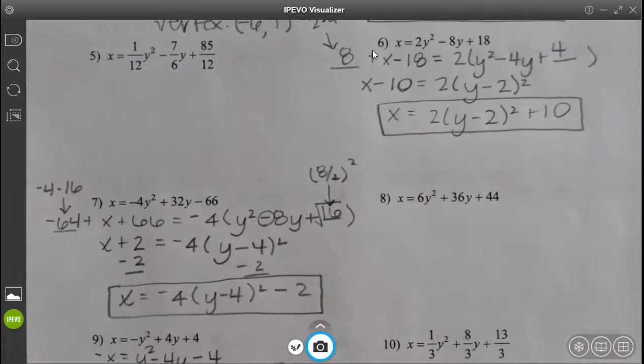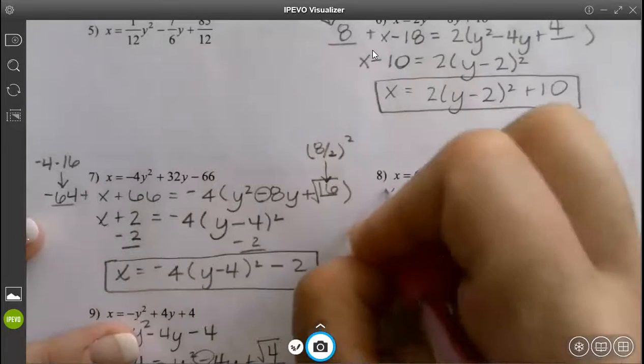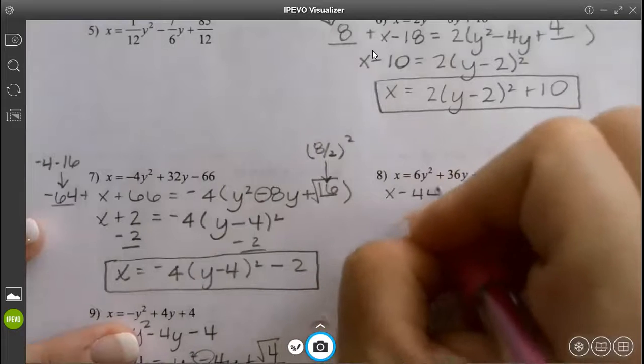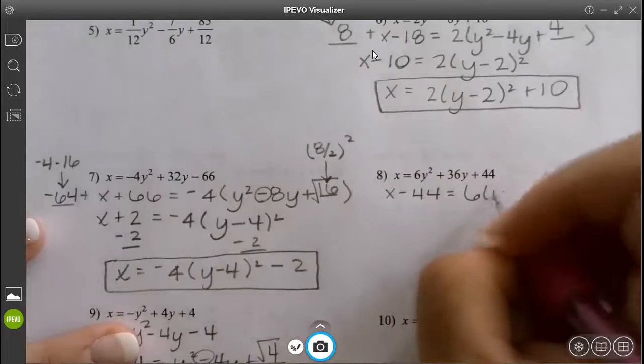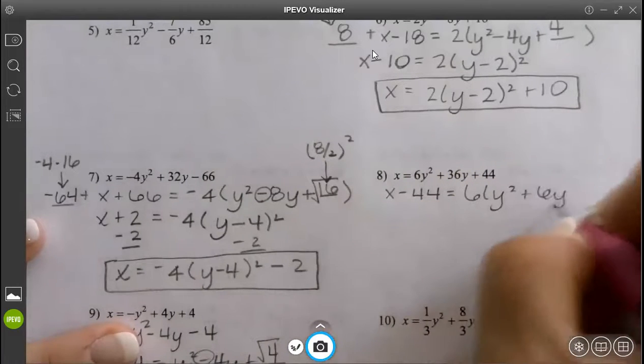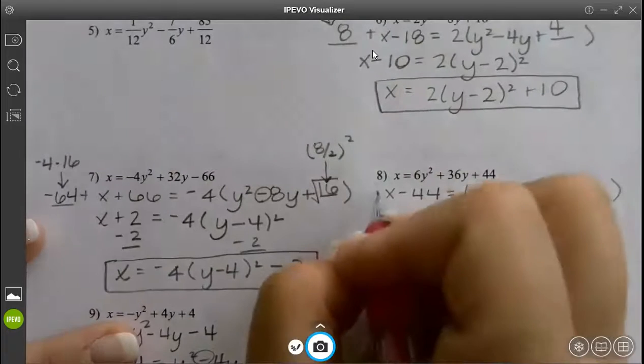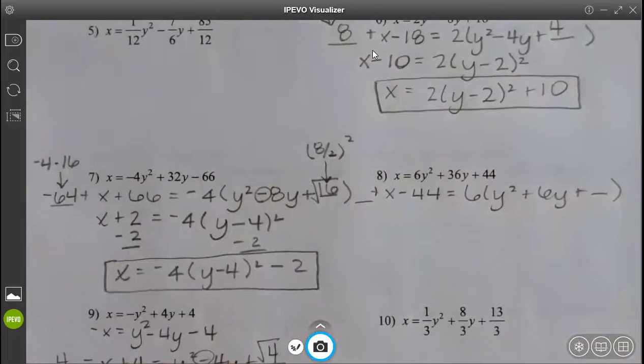All right, 3 more. Number 8, move the 44. And factor out a 6. Y squared plus 6y plus blank, and add your blank in.